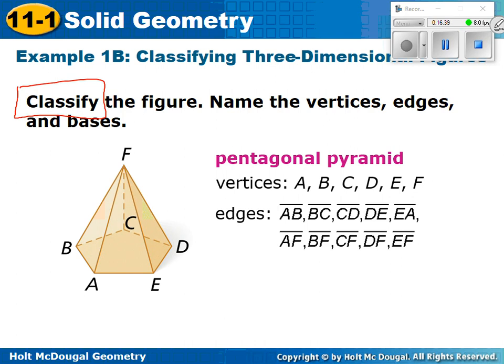Bases. How many bases does it have? Just one, the pentagon. So when you name that, make sure you name those consecutively with no commas. So start anywhere you want, but then it's A, B, C, D, E as you go around. Any questions there? Okay, look at the next one.